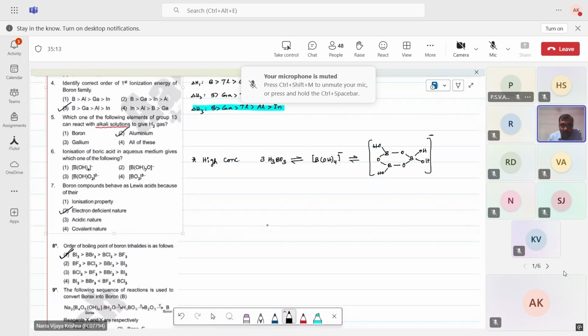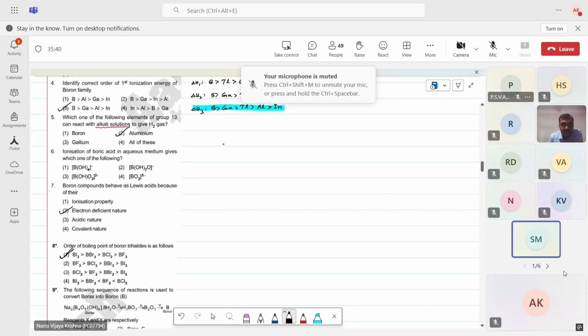Borax reacts with how many moles of acid, HCl? 1 mole of borax reacts with how many moles of HCl? Two moles, sir. Why, sir? Sir, so that the two sodium will be replaced by 2 moles of hydrogen.